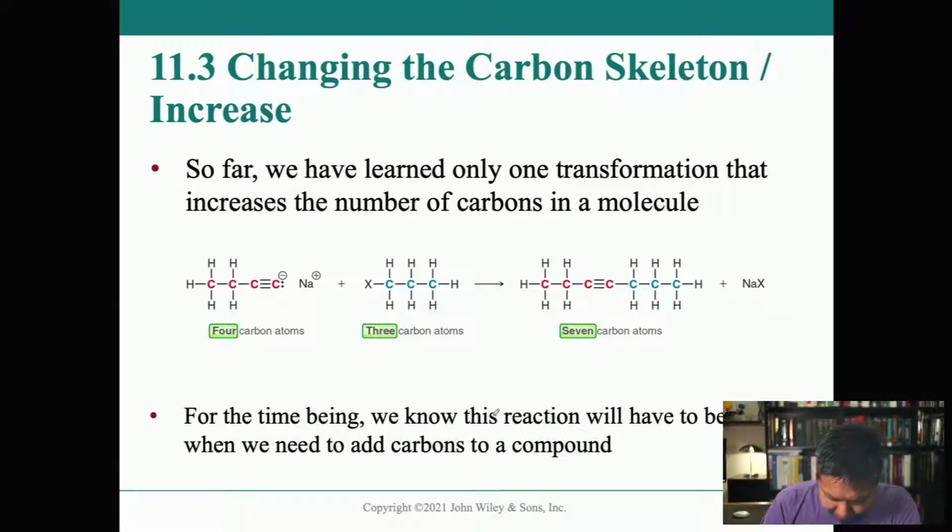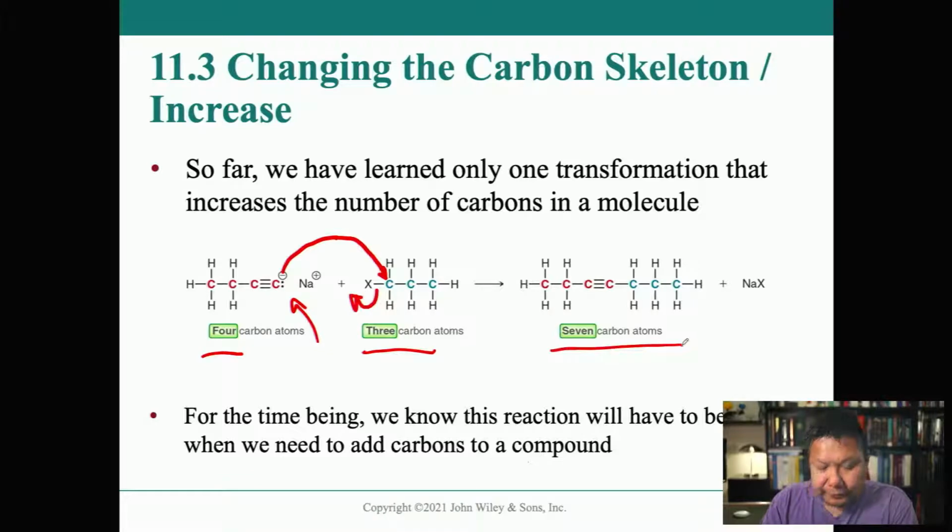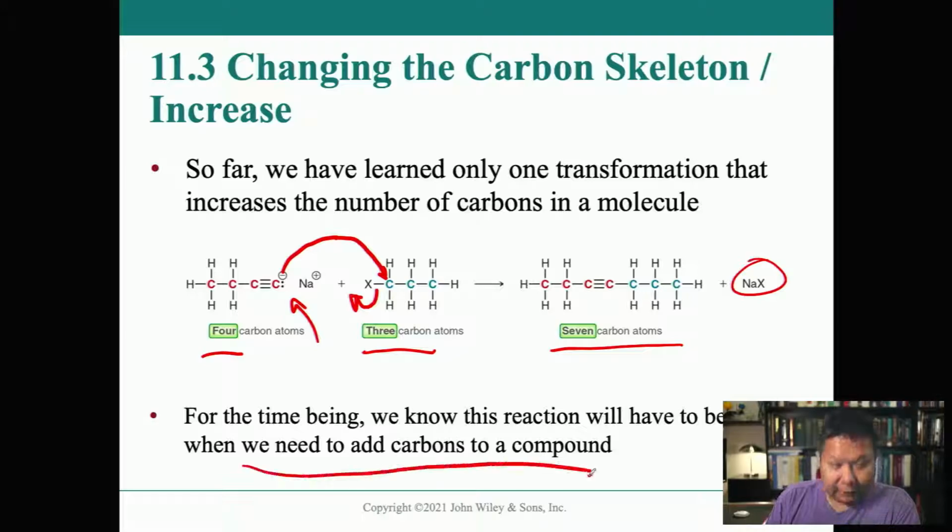So here we have an alkyne that's been deprotonated. This sodium alkynide molecule here has 4 carbons. Then we have a 3-carbon alkyl halide. The alkynide can act as a nucleophile, attacking that carbon there, and then we have a leaving group. We've done a substitution reaction, where we now have 7 carbons and a sodium halide as a product. So for the time being, we know that this reaction will have to be used whenever we need to add carbons to a compound.